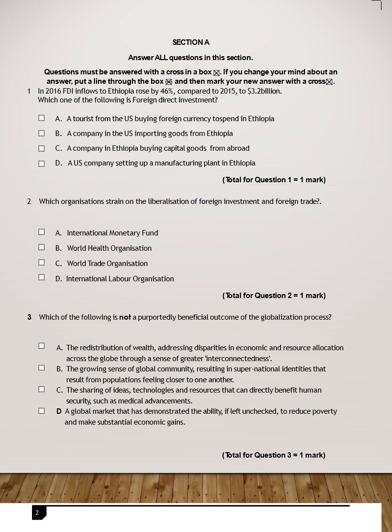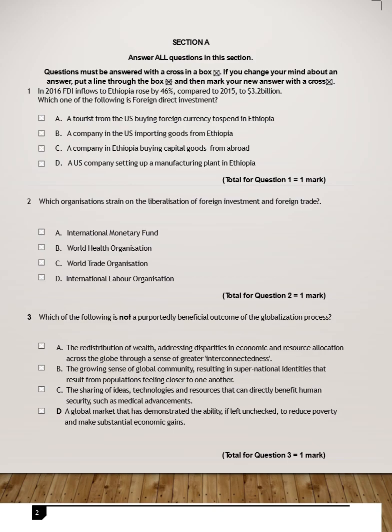Option A, a tourist from US buying foreign currency to spend in Ethiopia. That is not at all an FDI. Then option B, a company in US importing goods from Ethiopia. It is just an import only, not a foreign direct investment. Option C, a company in Ethiopia buying capital goods from abroad, that is also a kind of import only. They are buying some particular good from another country. That is also not considered a foreign direct investment.